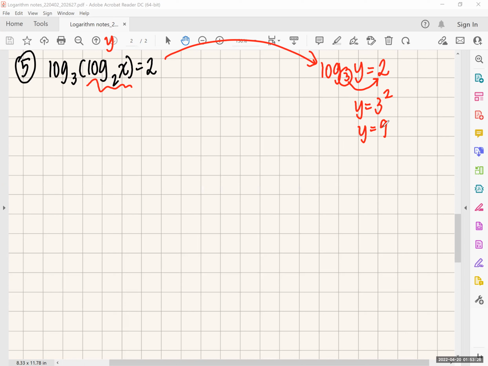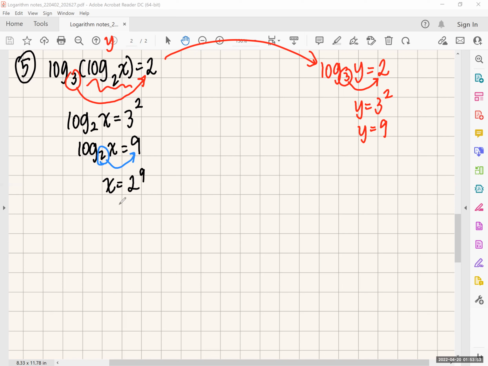So the same thing with this technique. Can you see? I treat this as one item. So I do my push-up method. So I can safely say that log 2x is equal to 3 squared. And log 2x is equal to 9. And from here, I can do a push-up method again. So I get x is equal to 2 to the power of 9, which is equal to 512. So this is a very interesting question because you do 2 times of push-up.